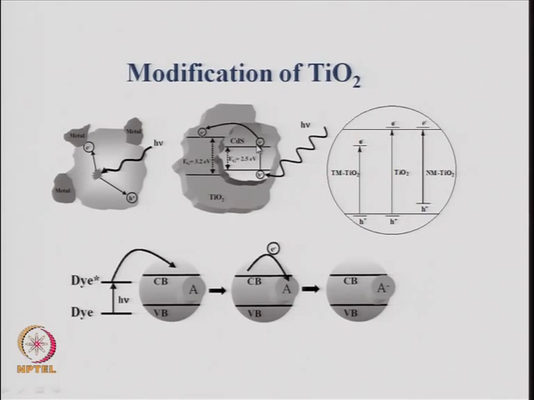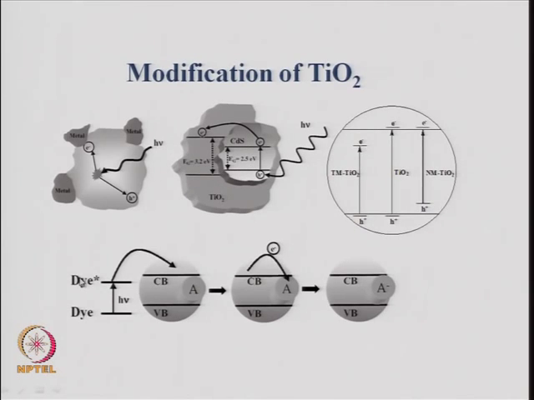Then this electron can migrate to the conduction band of the TiO2, and this hole is generated in the cadmium sulfide. So, when the light falls on cadmium sulfide, the electron goes to the conduction band, and the electron is transferred to the TiO2, and so the electron and hole are now separated on two different particles. The hole is retained on the cadmium sulfide, and the electron goes to the TiO2.